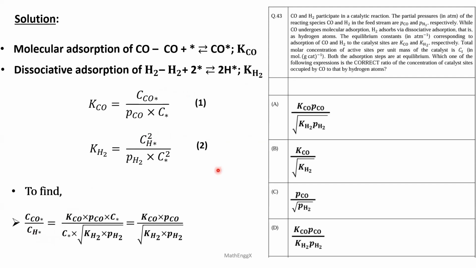From equations 1 and 2, we can write CCO star as KCO into PCO into C star divided by C star into root of KH2 into PH2. Further, cancelling out C star, we get the ratio as KCO into PCO divided by root of KH2 into PH2. So hence option A is the right option for this question.